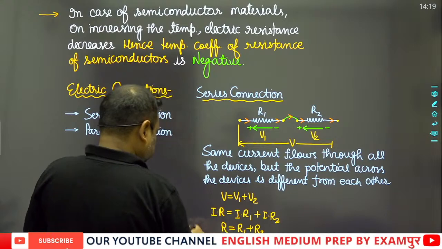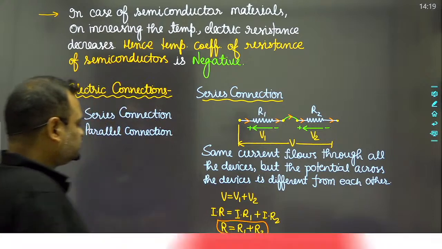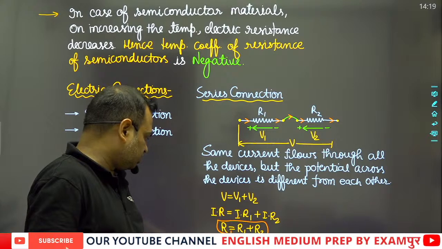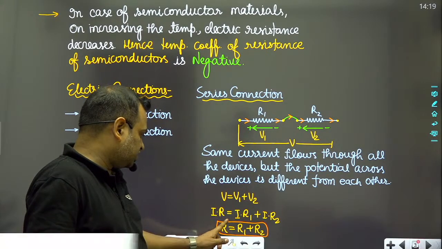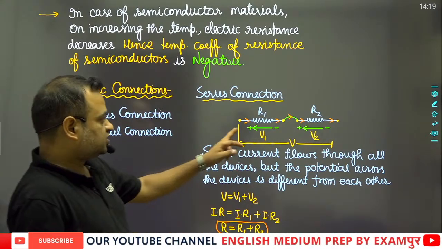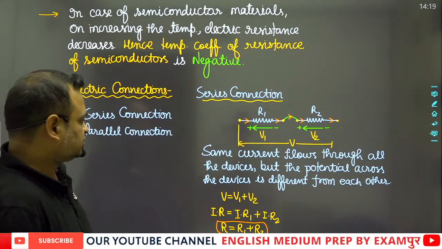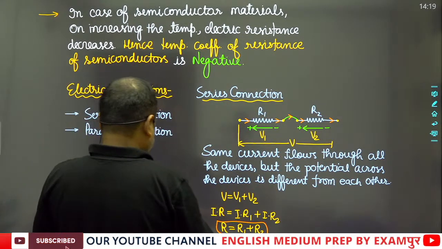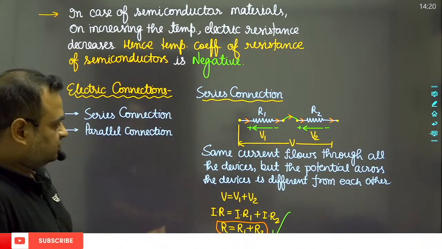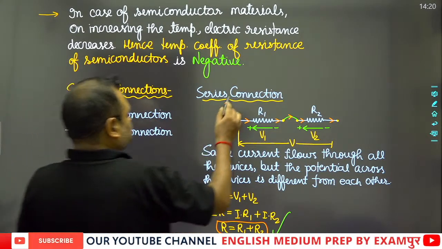Hence we can see that R is equal to R1 plus R2. So this is the total resistance of all the resistances which are connected in series connection. So this is the correct answer, a very important result. So this one is the series connection.